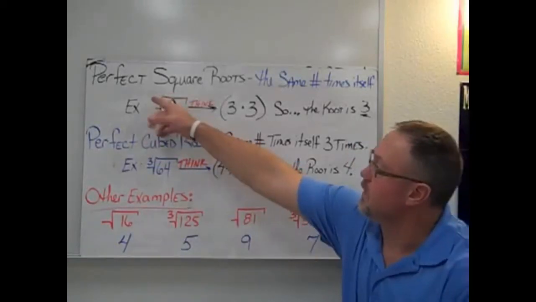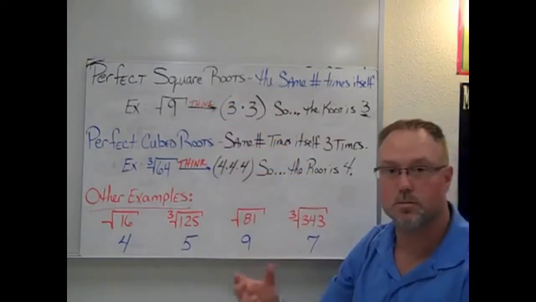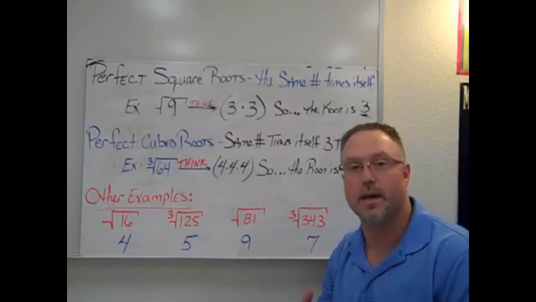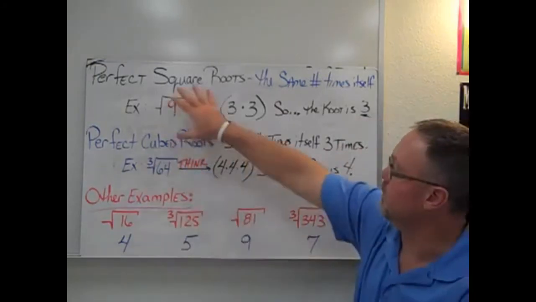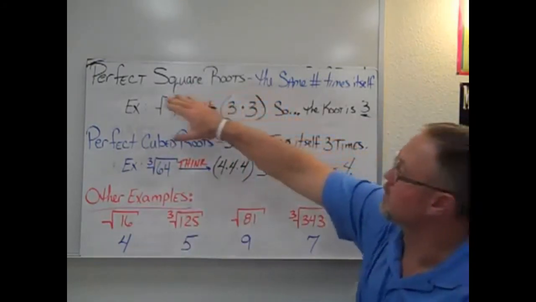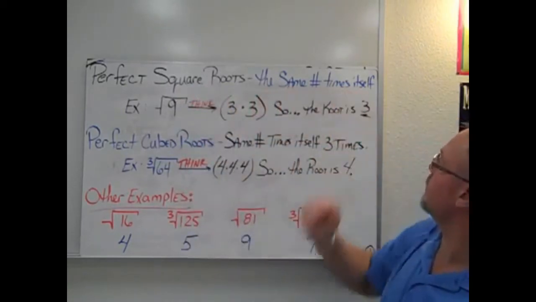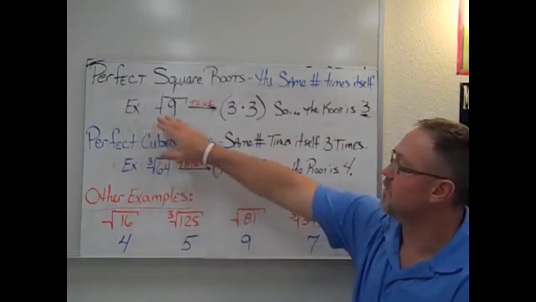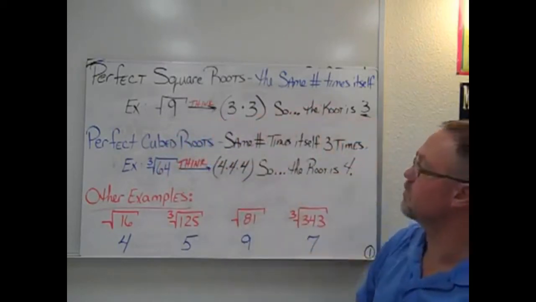This video is going to take us through perfect square roots, cube roots, and the approximations of roots. So the first part is we're going to talk about the perfect square roots. Again, this is kind of a review. It's the same number times itself. So if I have the square root of 9, think of 3 times 3, so the root is 3.